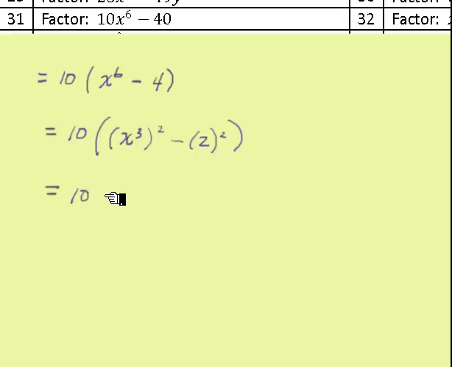So that's 10, and now we're going to just factor that difference of 2 squares. So we have x cubed plus 2, x cubed minus 2.